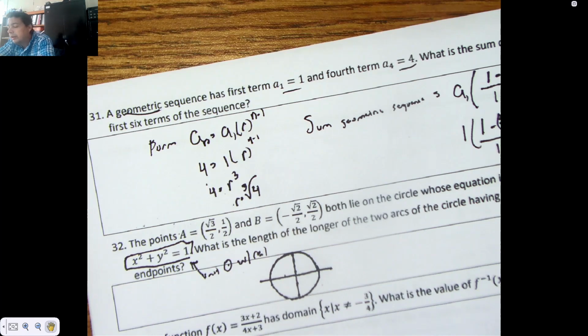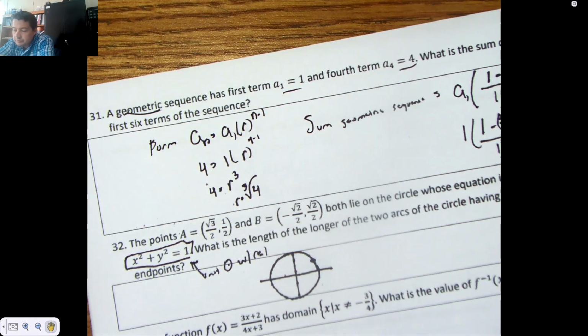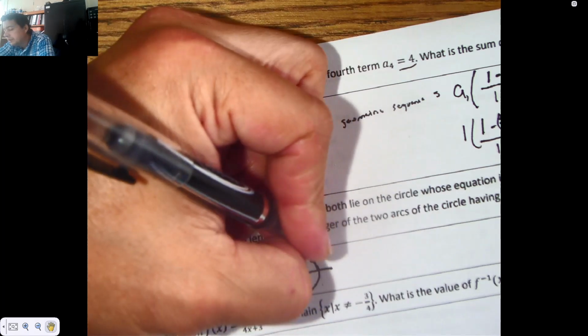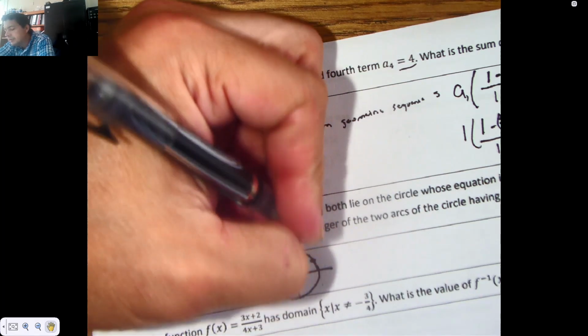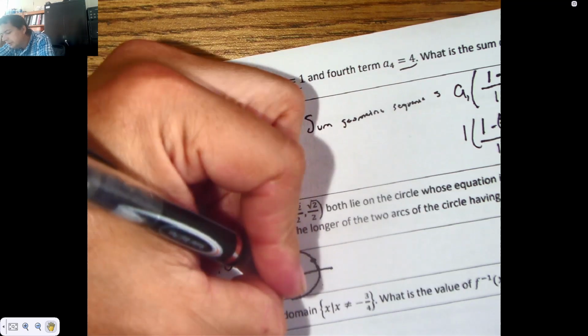Root 3 over 2, 1/2 would be about right here, and it would represent a 30-degree angle. This is going to seem kind of funny. I'm trying to think how I can relate this to you guys, but you just don't know enough yet. You would go right root 3 over 2, and you go up 1/2.